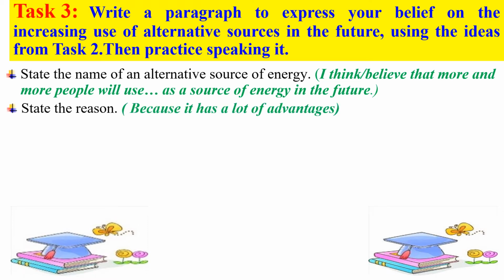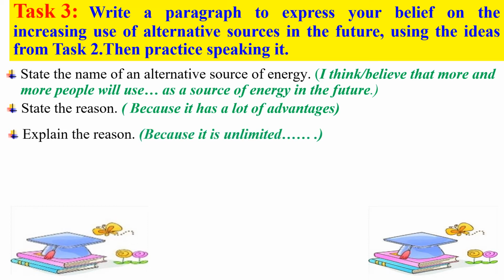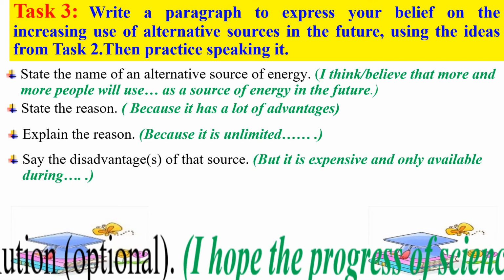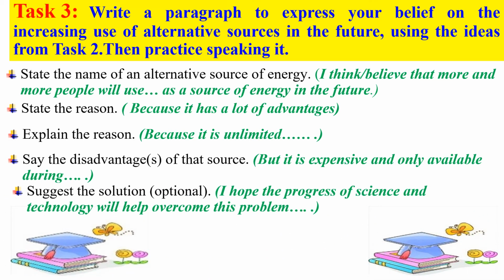2. State the reason, because it has a lot of advantages. 3. Explain the reason, because it is unlimited. 4. Say the disadvantage of that source, but it is expensive and only available during. 5. Suggest the solution. It is optional. It means it's not important, and you can have it or not. I hope the progress of science and technology will help overcome this problem. Now, it's time for you to make a paragraph and then practice speaking it.